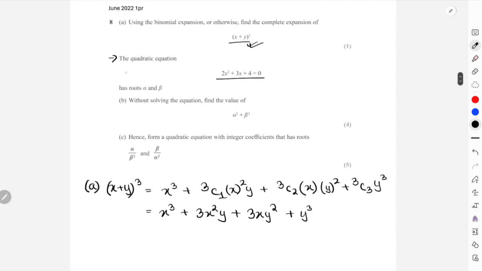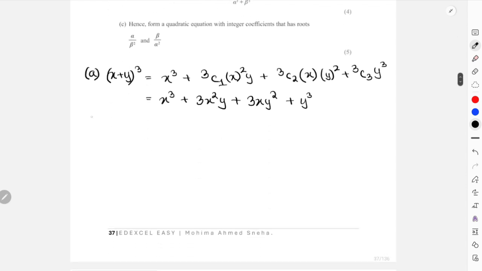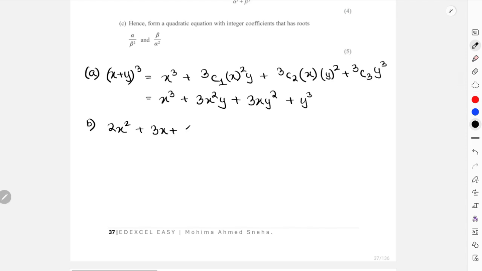For the second part, now this portion is for the part B, that this expansion has roots alpha and beta. Without solving the equation, find the value for alpha cube and beta cube. Okay, so for part B now, they have provided you with equation 2x squared 3x and 4, equals to 0. Obviously alpha is always the value for your minus b by a, right? So minus b by a, which is going to be minus 3 over 2, and beta is always c by a, which is 4 by 2, which is eventually 2 over here. So that is the value for alpha and beta.